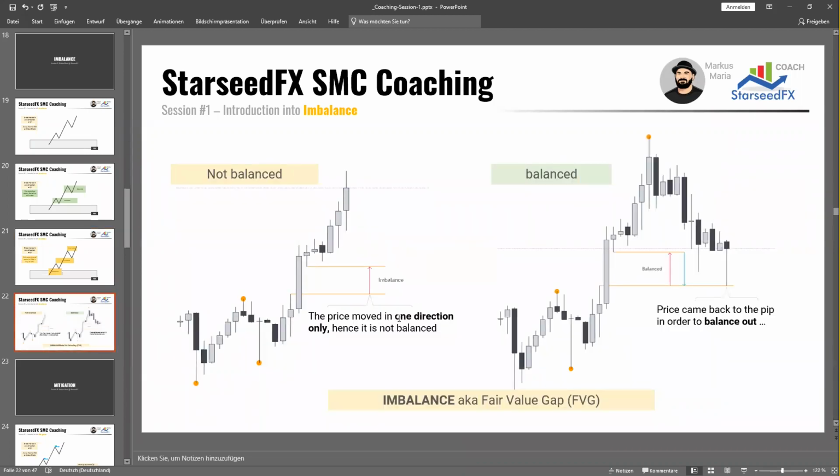And now we have a chart example here, from where you can see an imbalance where the price, at least on this time frame, only moved in one direction, which is a clear imbalance. And then a balanced state where the price had to come back and it balanced the price to the pip. So that for this price action, it was fine to just move up.